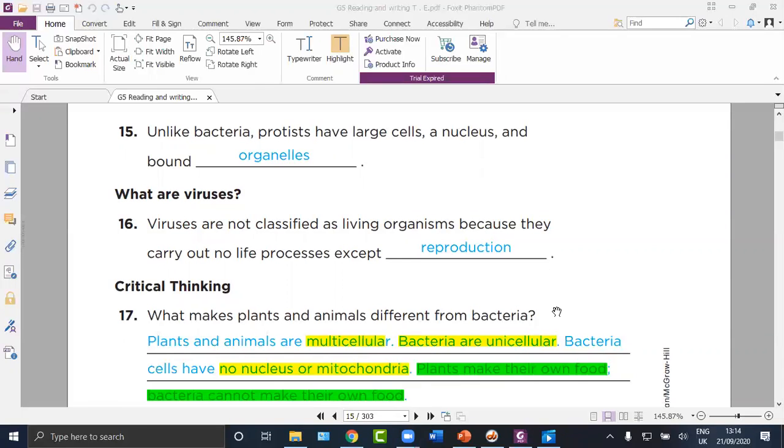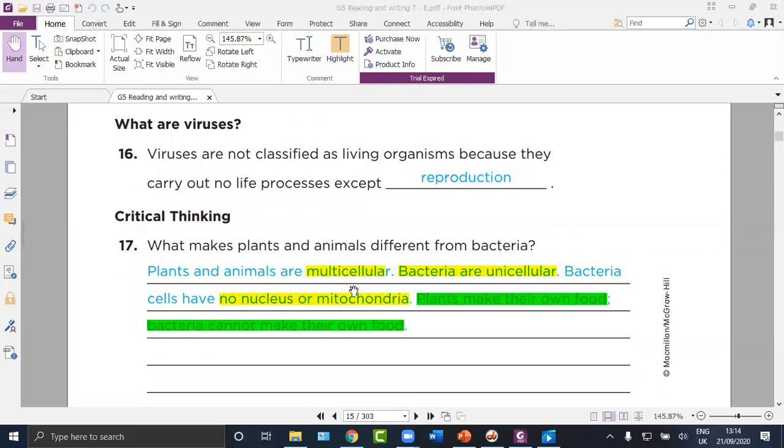Yusuf Amr, number 16. Viruses are not classified as living organisms because they carry out no life process except reproduction. Yes. Thank you.